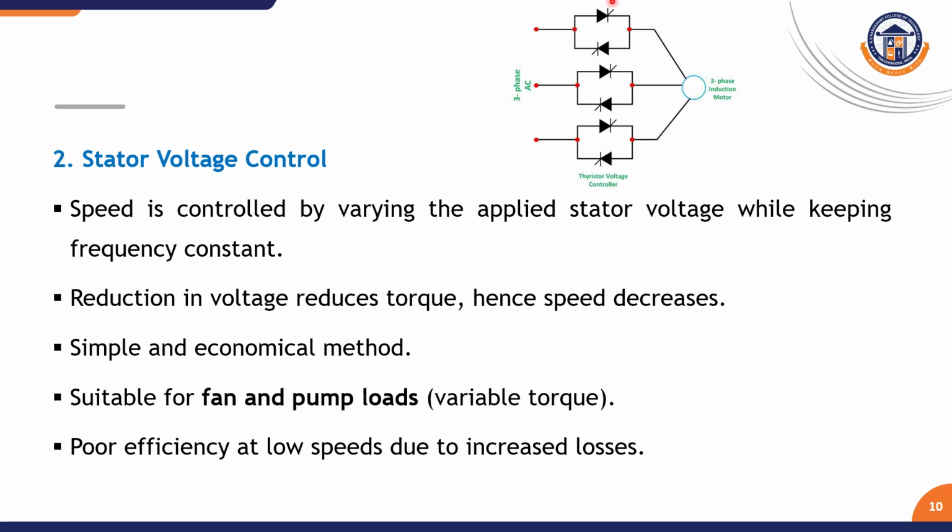So the second main classification is stator voltage control. Here you can see the diagram which uses thyristors for controlling the input voltage given to the three-phase induction motor. The stator voltage is controlled by controlling the gate pulses given to the three phases, that is bidirectional thyristors. This stator control can be applied to fan and pump load speed controls. Poor efficiency is obtained at low speeds due to increased losses, and reduction in voltage reduces torque, hence speed decreases. So this is an easier way of controlling the speed.